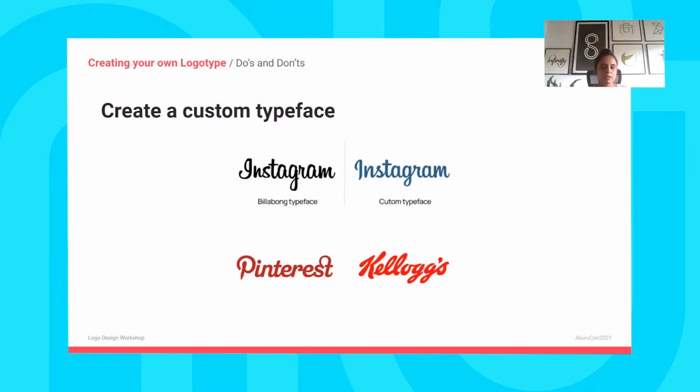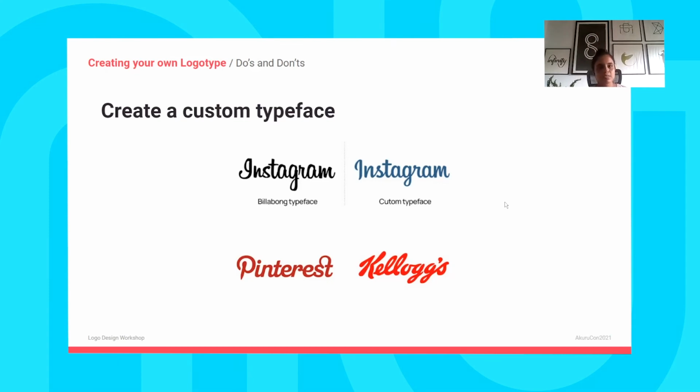Even the Pinterest and Kellogg's, yes, they are also custom typefaces. Those letters were designed just for those brands. You cannot find a typeface that will look like this. So one of the main things is, if you are specially designing a word mark for a logo, you should always try to custom design the letters.